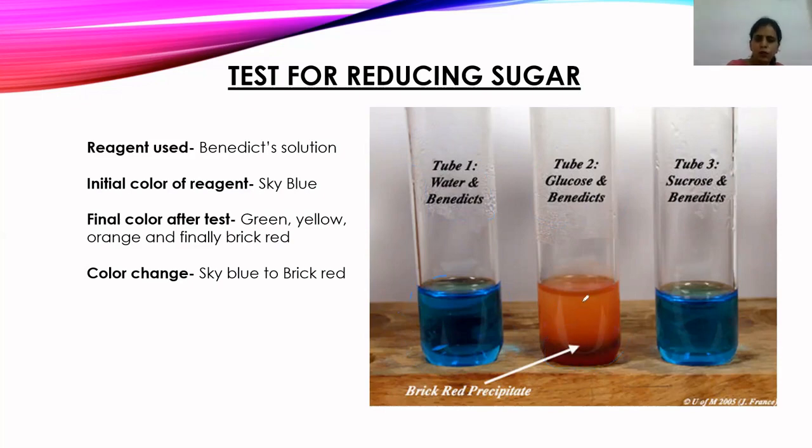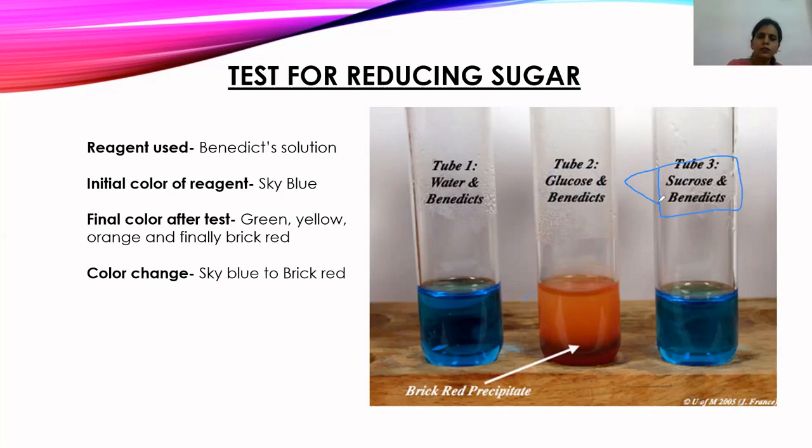And after the test was performed, brick red color was observed. The appearance of brick red color here shows that glucose is a reducing sugar, or you can say the appearance of brick red color shows that whatever food was tested for reducing sugar, the results were positive. That means that food had enough amount of reducing sugar in it. And we know that glucose is a monosaccharide, and all monosaccharides are reducing sugars.